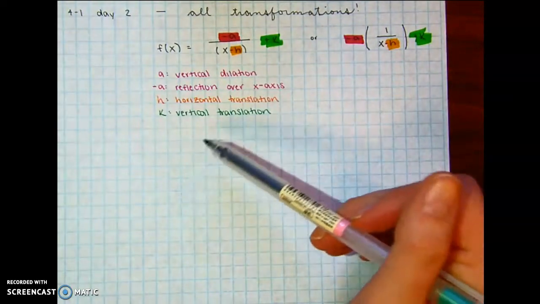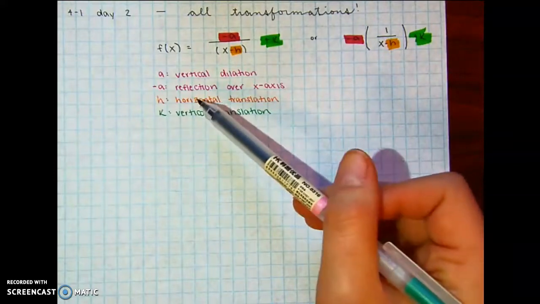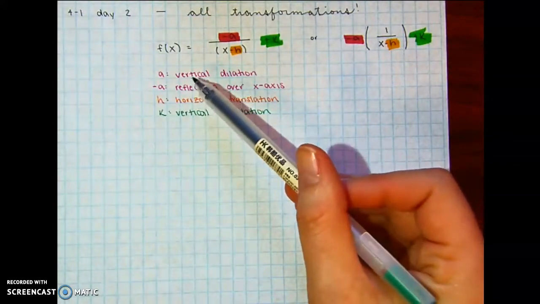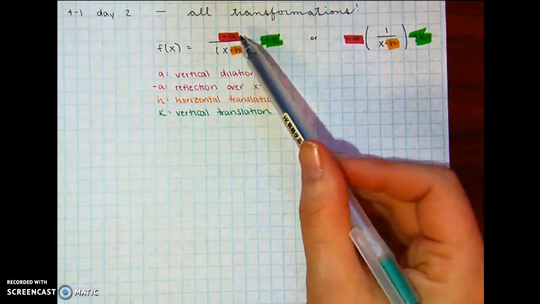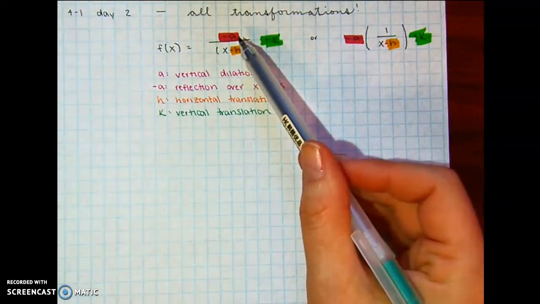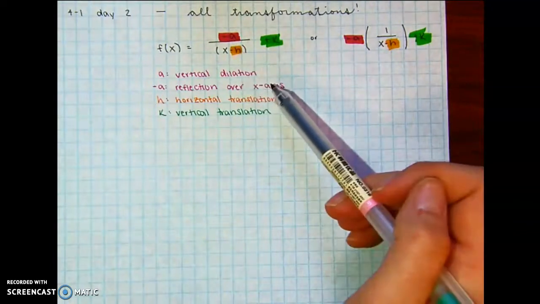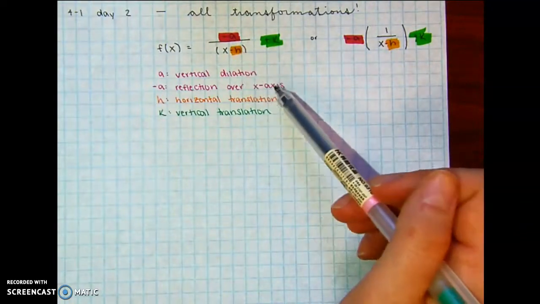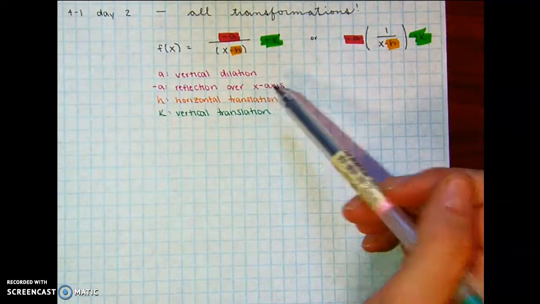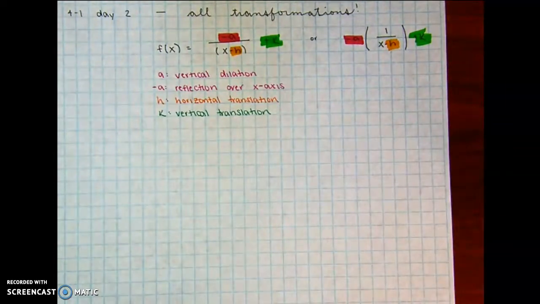You might be asking, what about a horizontal dilation? That's a great question, and the answer is we don't need them, because we can write every single dilation as a vertical dilation. And the same thing with reflection over the y-axis. It actually looks exactly the same as a reflection over the x-axis, so we're going to keep things simple.